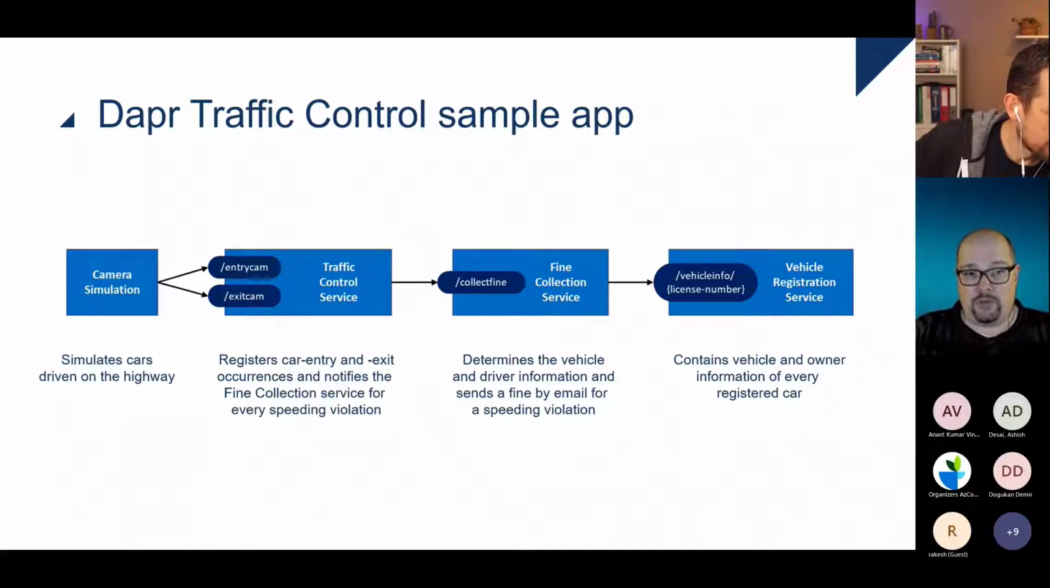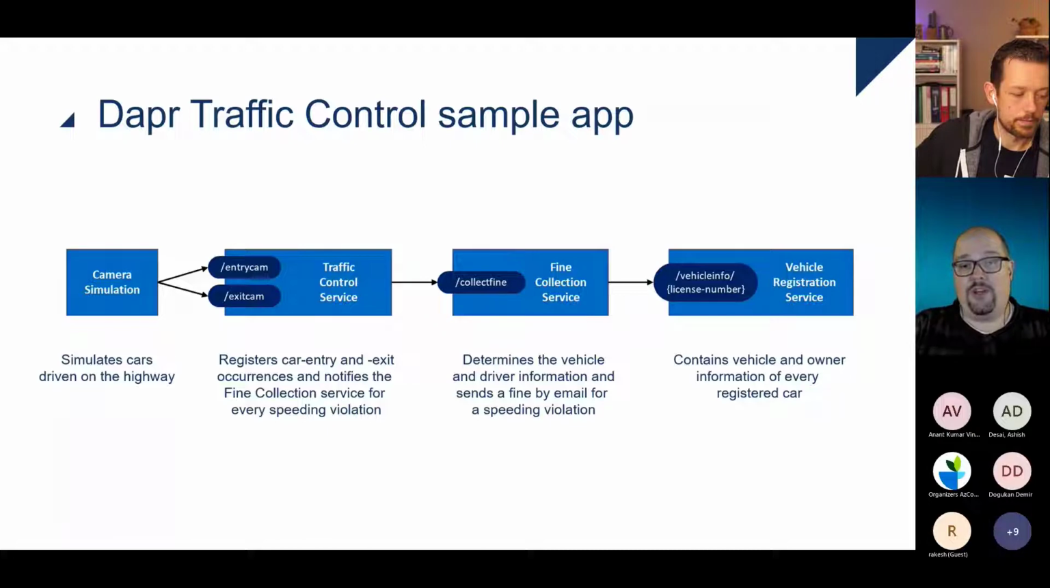Then the traffic control service will get this information, store it when the car comes in and when the car goes out of this stretch of highway, and then calculate the average speed. If it then detects a speeding violation, it will send this speeding violation to the fine collection service. The fine collection service has a collect fine endpoint, so it sends the message there, and then the fine collection service is triggered to go and send a ticket. The fine collection service will then call into the vehicle registration service with the license number of the vehicle, and it will get the information of this vehicle and of its owner.